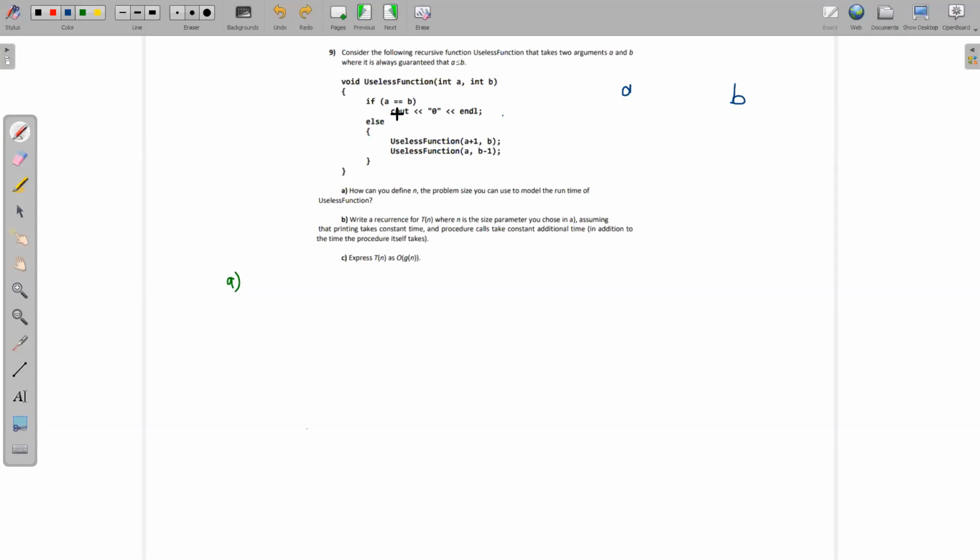If a is not equal to b, then I will call myself from a plus 1. It is calling like this. Or first it is calling from a plus 1 to the b, or a to the b minus 1.